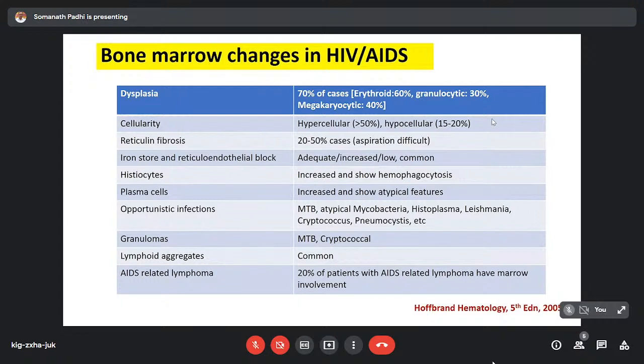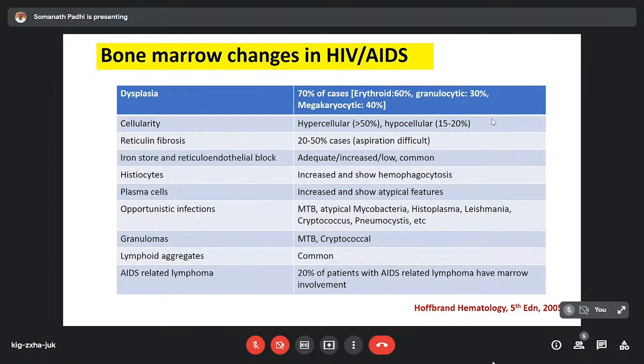There is increased evidence of histiocytes, which may show evidence of hemophagocytosis, which always needs to be taken into consideration. Plasmacytosis is a very common finding, which may show the presence of atypical plasma cells. All opportunistic infections are always to be looked for: Mycobacterium tuberculosis, atypical mycobacteria, histoplasma, leishmania, cryptococcus, pneumocystis, to name a few. Any infection can be there, but these are the common things we always look for.